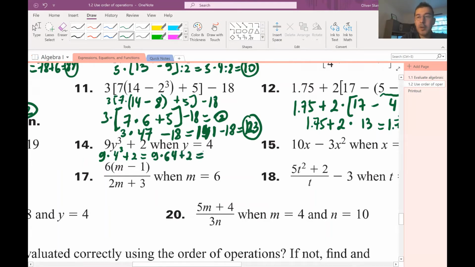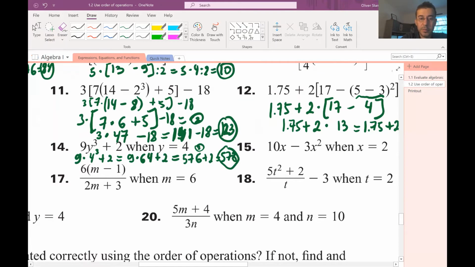Now we have multiplication and addition. We're going to do multiplication first. 6 times 9 is 54, and 3 carried, 57. Plus 2 is 578. That's the answer for 14.